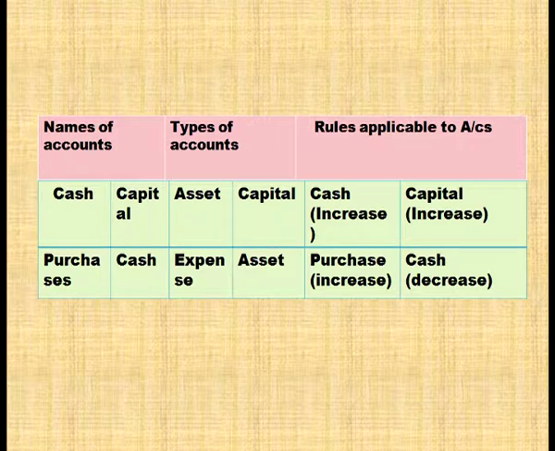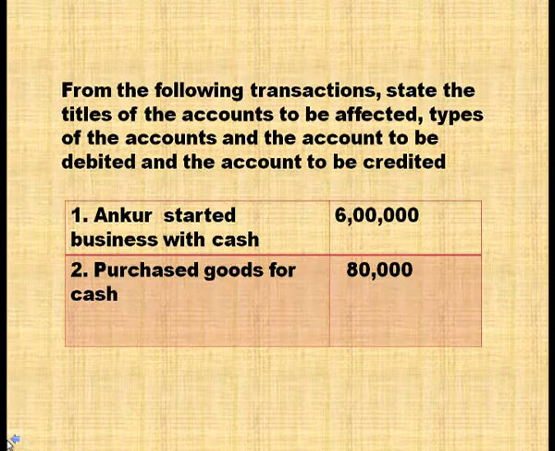Rule for asset account, when it is increased, it is debited. So, cash is increased and it is debited. Capital, rule for capital account, when it is increased, it is credited. So, cash and capital are the affected accounts and cash is debited and capital account is credited.